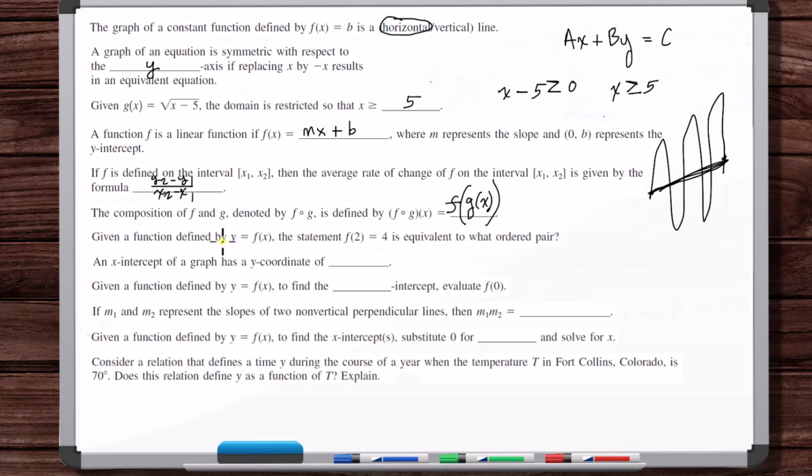Given a function defined by y is equal to f of x, the statement f of 2 is equal to 4 is equivalent to what ordered pair? Okay, ordered pair. In other words, you can graph this. You have an input 2 and an output 4. Right? This is a relation. You input an x, you get an output of 4.